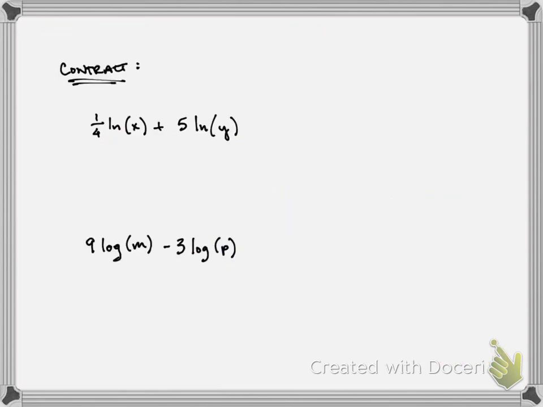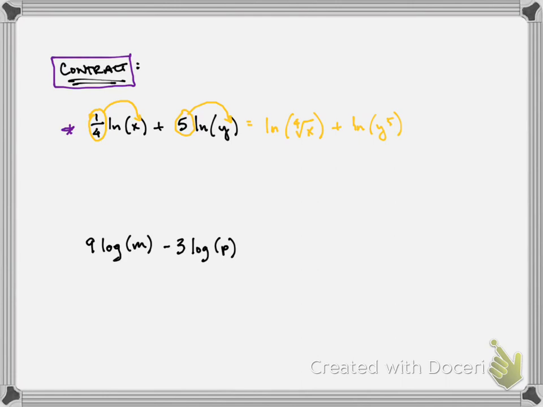Next, in the previous slide we expanded, now what if I wanted to contract? In other words, rewrite this as a single natural logarithm. Well, in my first step, I know that this 1/4 can be pulled back up into the exponent location, and the same with this 5. Now the 1/4, remember, is the 4th root. So one way that I could rewrite this would be the natural log of the 4th root of x, which is the same as the natural log of x to the 1/4, plus the natural log of y to the 5th. So that would be step 1 in contracting.